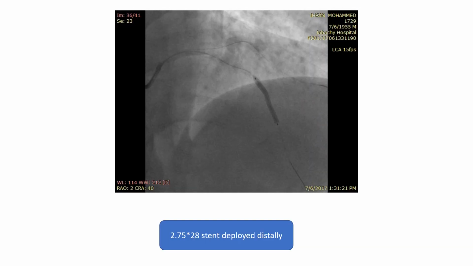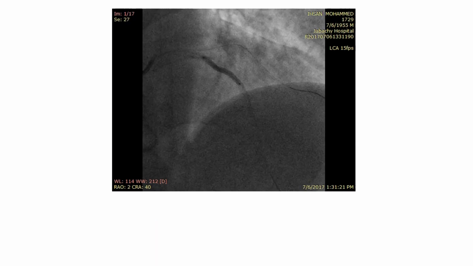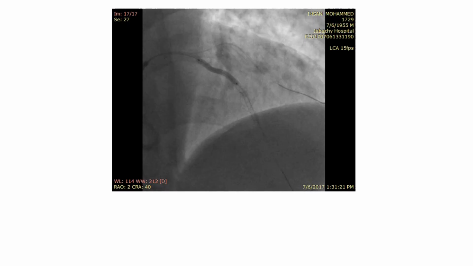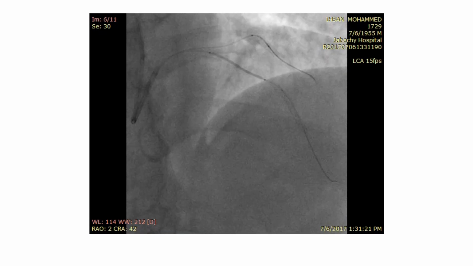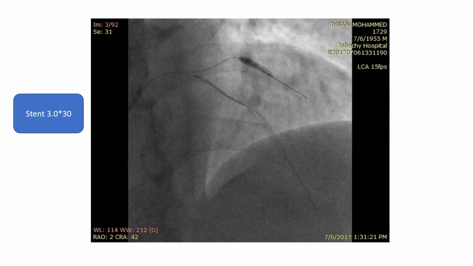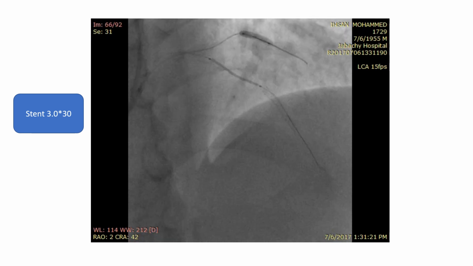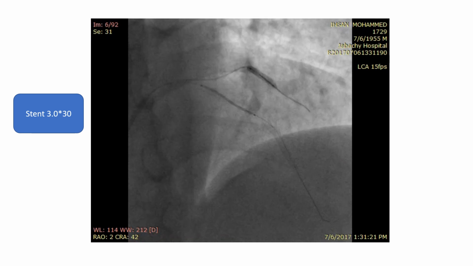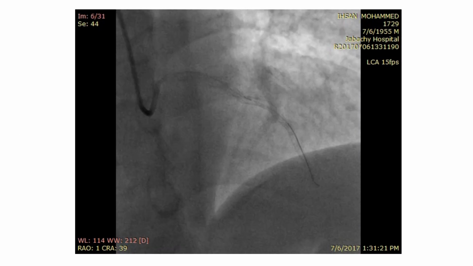Here the stent delivered distally. The same balloon was used for more dilatation. Another stent was used for the mid part. Again, it was difficult, and again, we used the same technique with anchoring to the circumflex. We reached the overlap situation. And this is the final result after balloon post-dilatation.